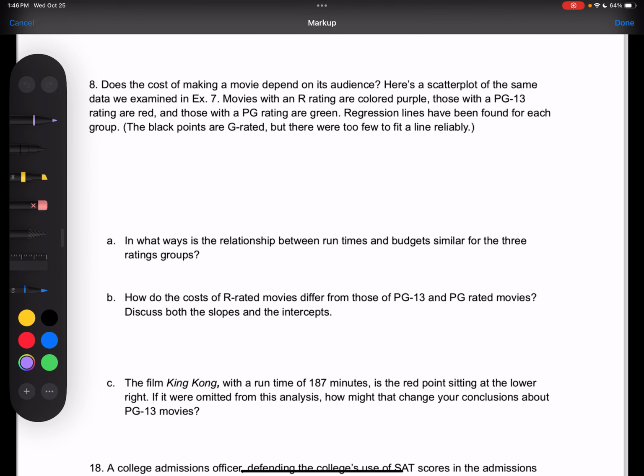All right, so 8. Does the cost of making a movie depend on its audience? Here's a scatter plot of the same data we examined in exercise 7. The graph is a little different, but it's of the same set of data. Movies with an R rating are purple, PG-13 red, PG green. Regression lines have been found for each group. Notice the black points are G-rated, but there were too few to reliably make a best fitting line for them, so that's why they're not there.